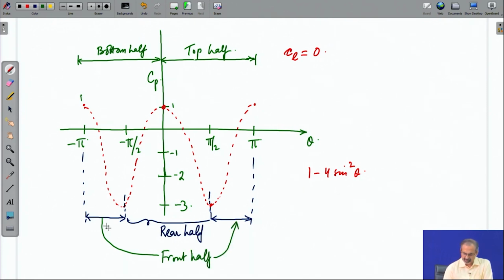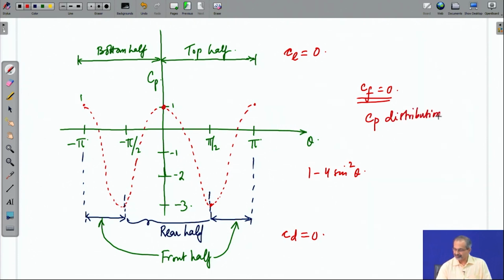You will find that there is no imbalance between the rear half and front half as well, and the consequence of that is that C d is equal to 0. So, if you were to take the C p expression and integrate it over the body, considering that this is an inviscid flow and therefore, C f will be 0 anyway, you just take the C p distribution and integrate it over the body surface, you can get the expressions for C n and C a, the normal force and axial force. They should also be equal to 0.